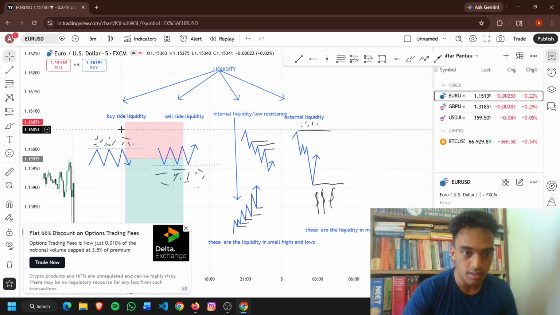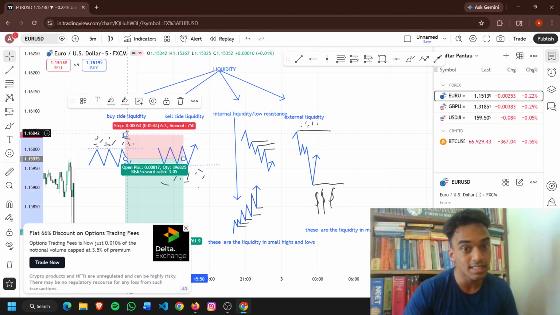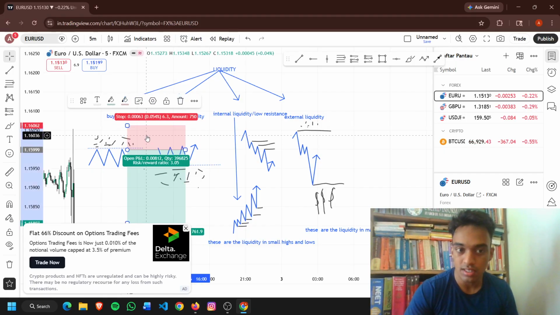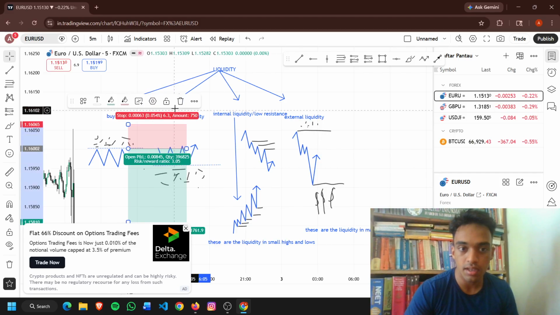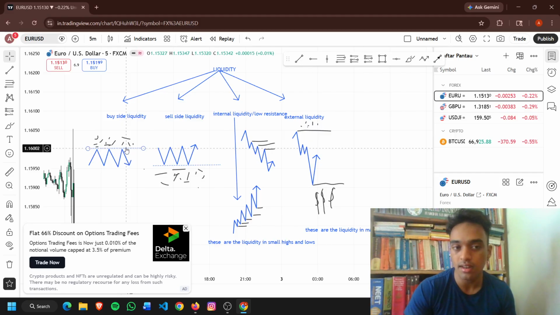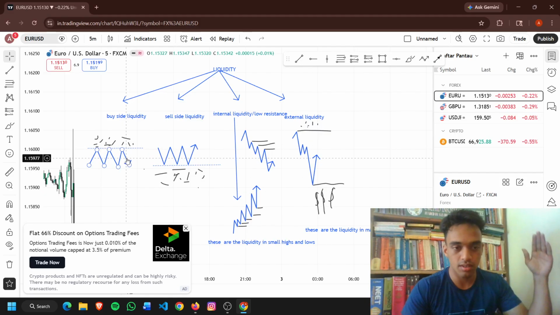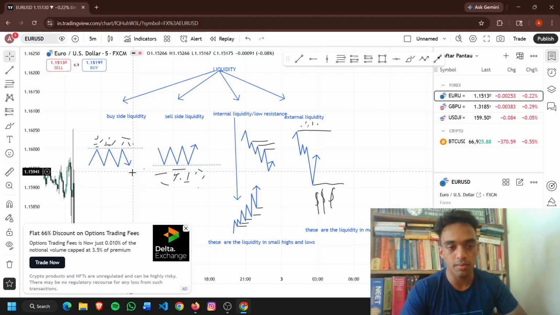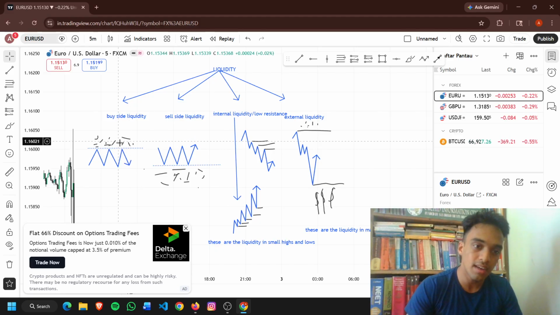There are resting orders, or resting money, or pending orders. Some people might keep their buy limit order or sell limit order exactly at this place, so that when the market taps there, they enter the market. So buy side liquidity is on top of the highs.